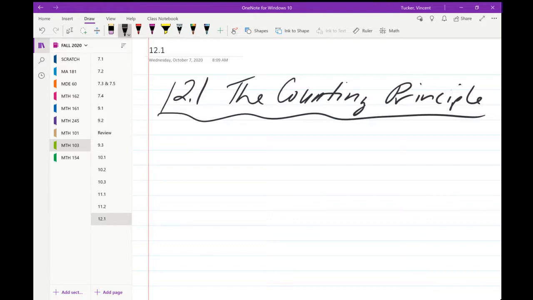All right, so 12.1 is the counting principle. First thing we start off with is the definition of experiment.